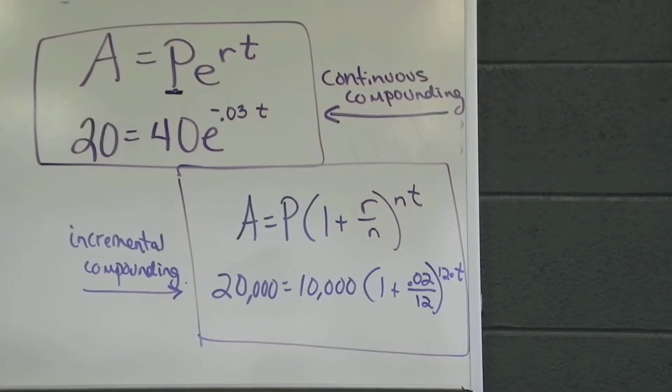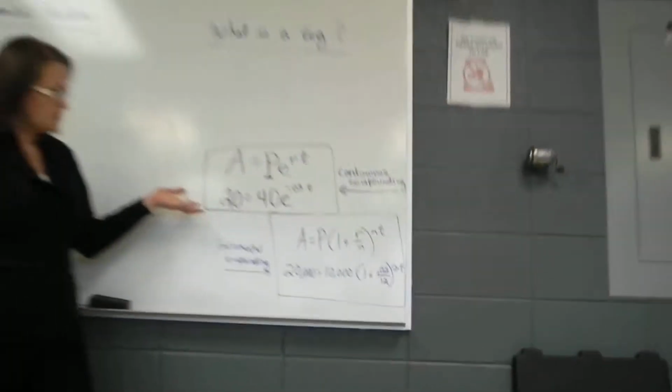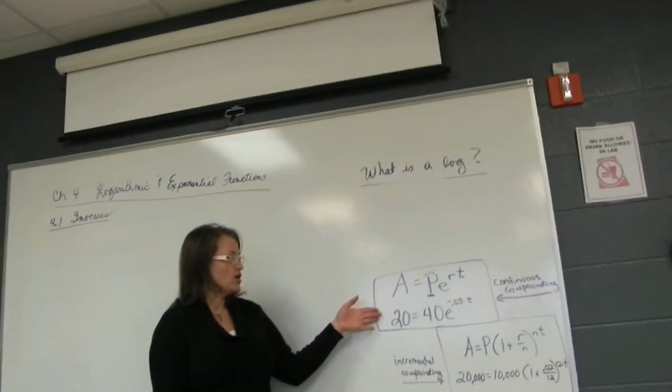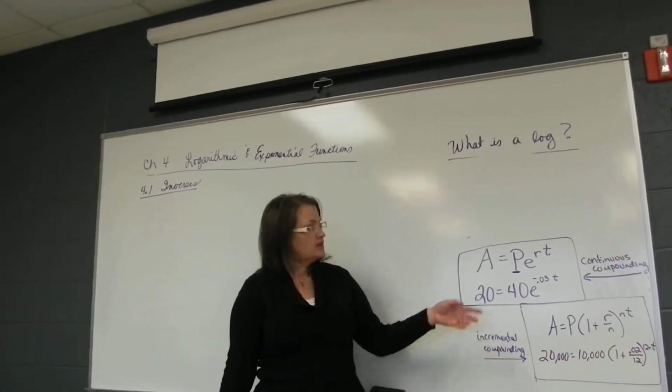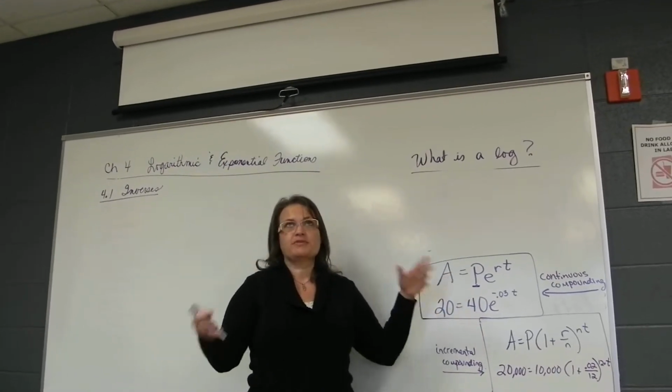So an example I have for you, just an application where we're going to need to solve logs. I wanted to show you, this is where we're leading up to at the end of the chapter. We want to be able to solve a half-life problem. So here's a problem where you had 40, let's say, grams of something.